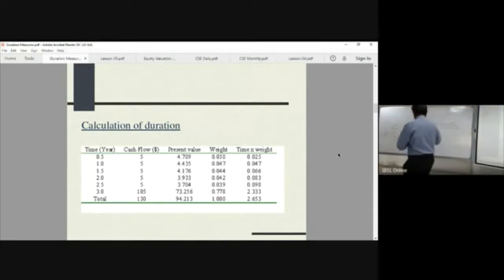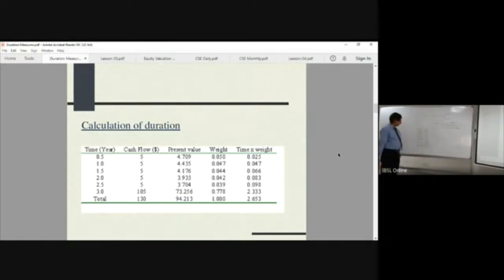You got these weights? What is the first one? 0.04. Next one, 0.040. 0.037. 0.035. 0.034. 0.81. The total comes to 1.